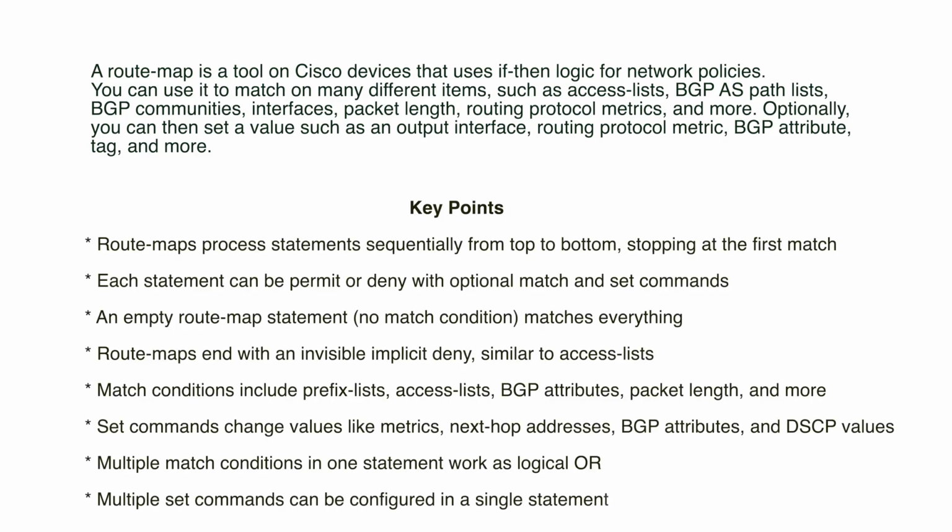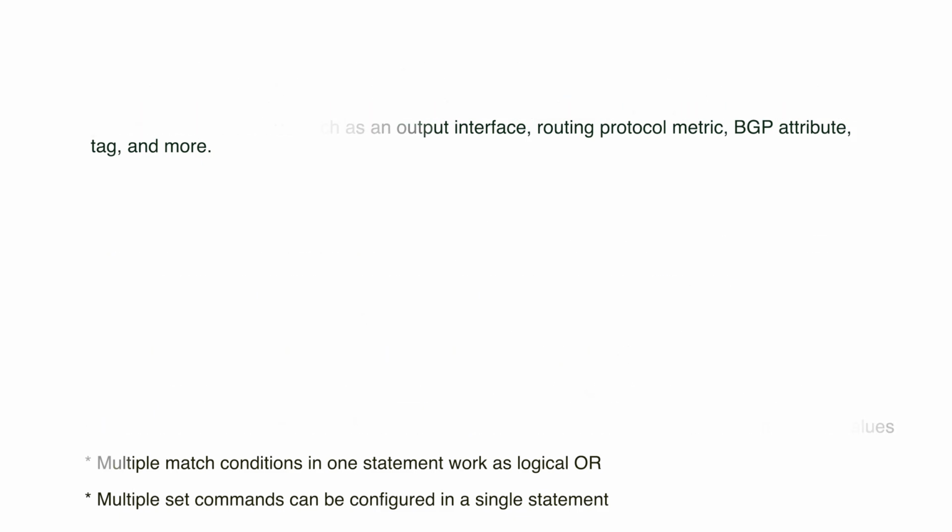Alright, so let's talk about key points. Route maps process statements sequentially from top to bottom, stopping at the first match. Each statement can be permit or deny with optional match and set commands. An empty route map statement, with no match condition, matches everything. Route maps end with an invisible implicit deny, similar to access lists. Match conditions include prefix lists, access lists, BGP attributes, packet length, and more. Set commands change values like metrics, next-hop addresses, BGP attributes, and DSCP values. Multiple match conditions in one statement work as a logical OR. Multiple set commands can be configured in a single statement.